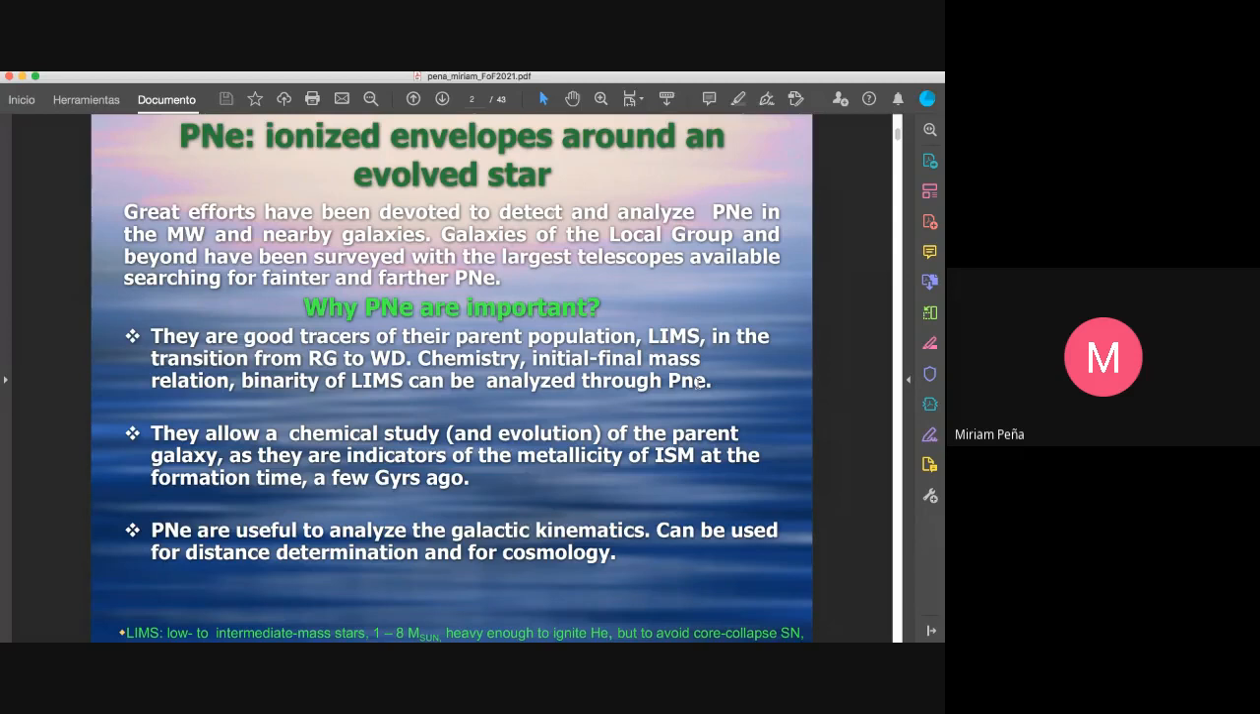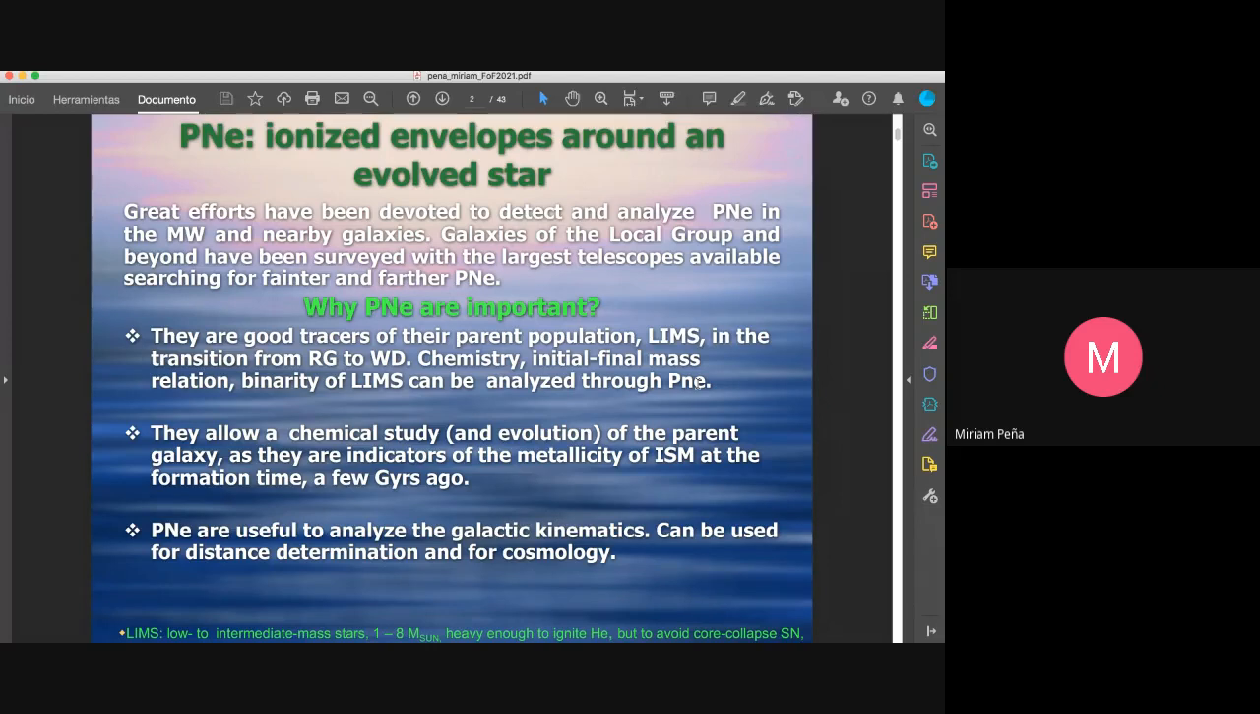Galaxies of the local group and beyond have been surveyed with the largest telescopes available, searching for fainter and farther planetary nebulae. And why so? Why are planetary nebulae important? Because they are good tracers of their parent population, which are low and intermediate mass stars in the transition from red giant to white dwarf. The chemistry, initial final mass relation, and binarity of these stars can be analyzed through planetary nebulae.